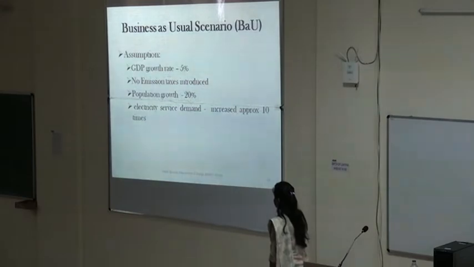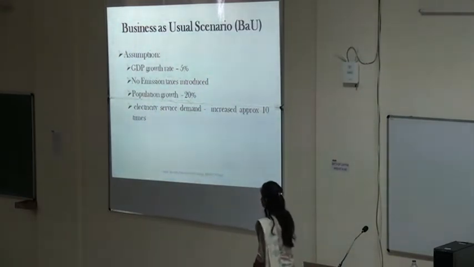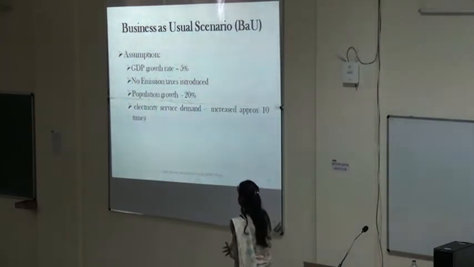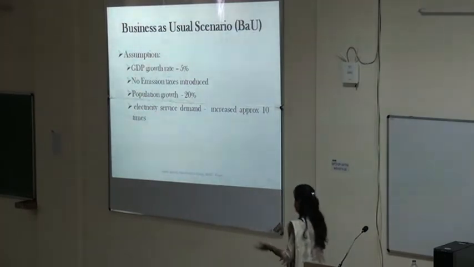Okay, in the business as usual scenario, the assumption I have taken is that the GDP growth rate is 5%. I have taken no emission taxes in that scenario. The population growth rate is 20%, and electricity service demand is increasing approximately 10 times over the next 30 years.